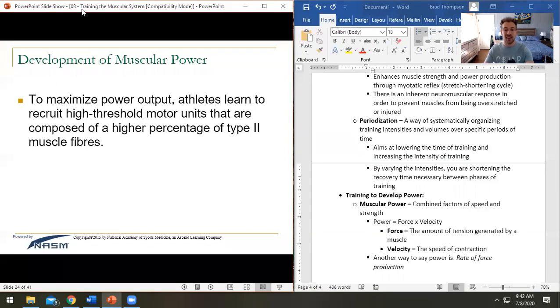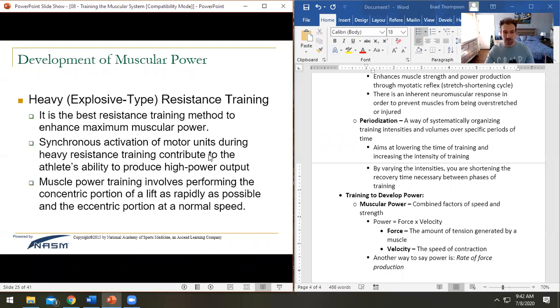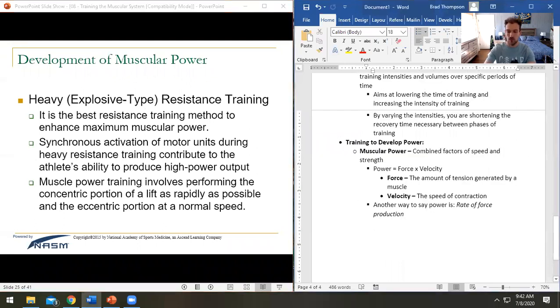In order to maximize power output, athletes will learn how to recruit a high threshold of motor units comprising a higher percentage of your type 2 fibers. What they're saying there is you are basically looking for three main things, which I think is next. Yeah. So when it comes to developing power, you are going to look at heavy or explosive type resistance training, okay? So what that's going to primarily focus on are three things, and this is what you are going to get.